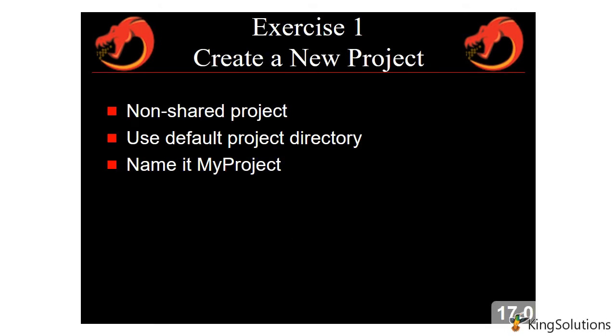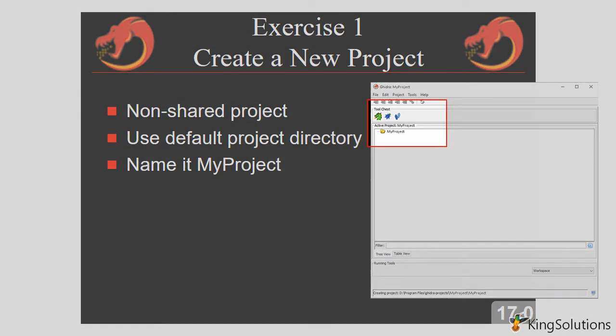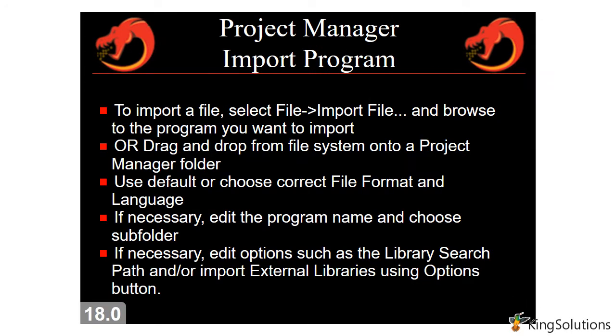Exercise 1. Create a new project. This is a non-shared project using the default project directory. Name it My Project. After completing this exercise, you will have created a new Ghidra project. At this point, you should see tools in the tool chest and should see a folder named My Project.